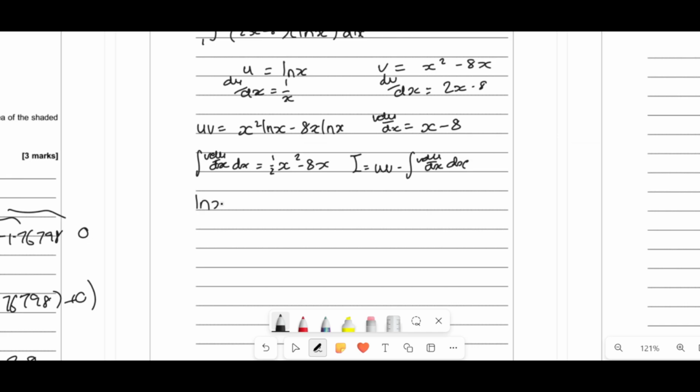I'm going to say that's ln x squared minus 8x. So it's going to be minus this whole thing, so minus a half x squared plus 8x. And they want us to do that from 4 and 1. So then our first one is going to be ln 4.